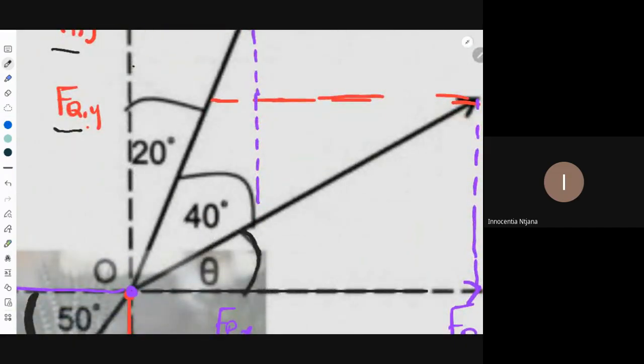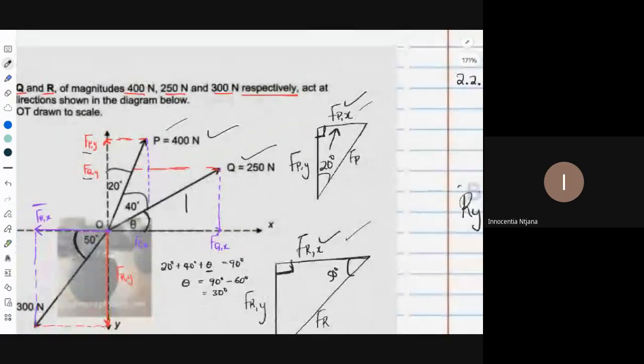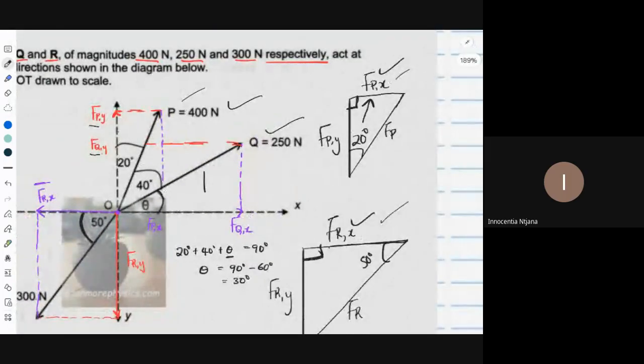We can't use 40 because 40 is drawn from one vector to another vector. So we can't use it as our angle to find components. We can only use an angle that is drawn from a set axis. So it's either drawn from y to the vector or from x to the vector. That's it. You understand? Yes, I understand. Okay. So you have erased all of these things, but yeah, you'll be fine.